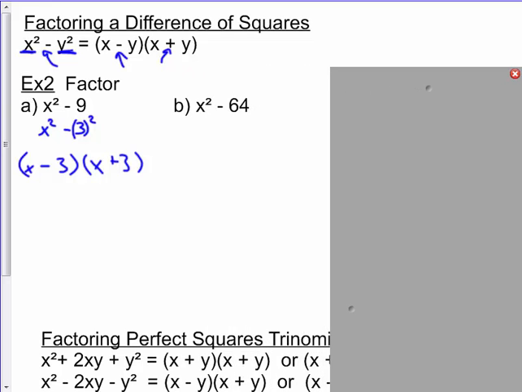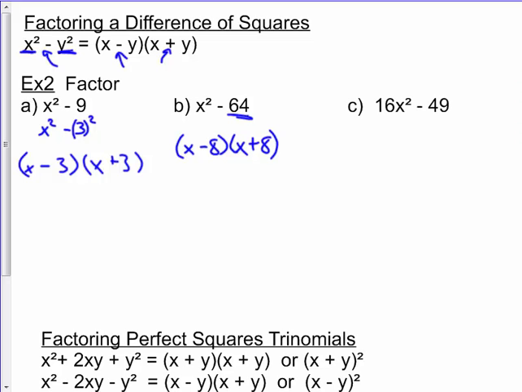In B, I have x squared minus 64. It's a difference. There's two terms, so the middle term drops out. 64, oh, that's 8 and 8. Notice x times x is x squared, minus 8x plus 8x. That cancels out, and I get minus 64.